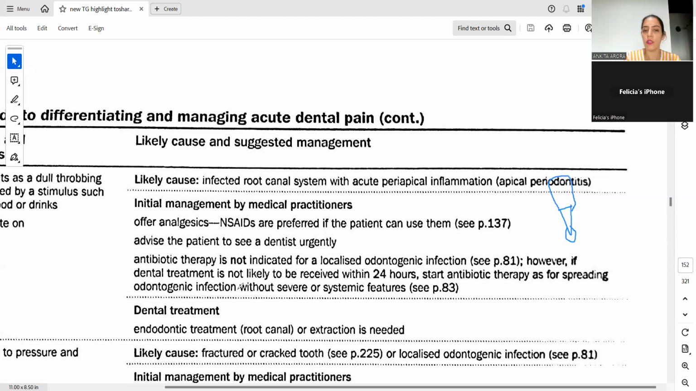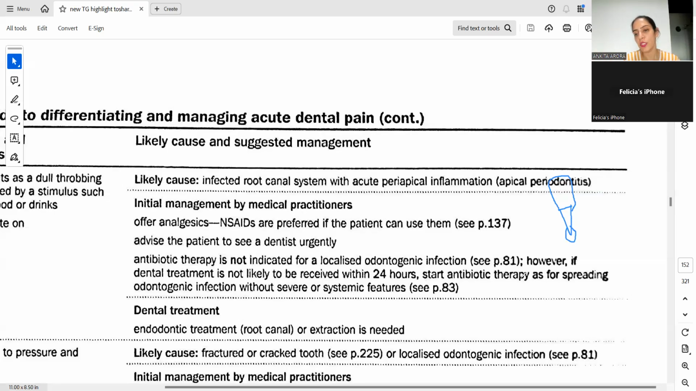As for spreading odontogenic infection without severe or systemic features, which we have read before, there are three types of odontogenic infection. One is localized odontogenic infection where just the tooth is involved, surroundings are clear. Next is odontogenic infection, which is spreading variety, but systemic features are not present. That is, the fever is not there, lymphadenopathy is not there. The third is with severe systemic features, which is having fever, tachycardia, lymphadenopathy.